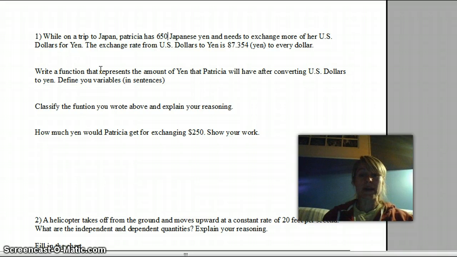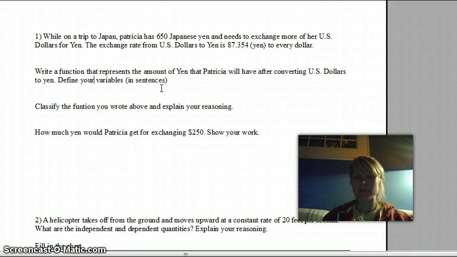Okay. When you write a function, you're going to use f of something unless otherwise told to. So here, as we did in class, you should have f of d for dollars. And when it says define your variables, that means that you need to say f of d represents how much yen we have, and that d is where you plug in your US dollars. And make sure you can write those in sentence form.